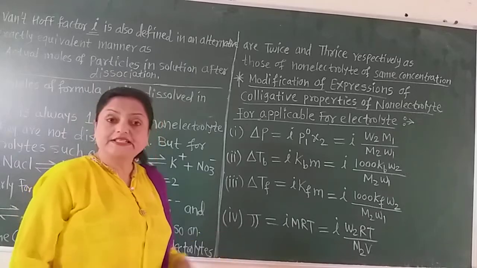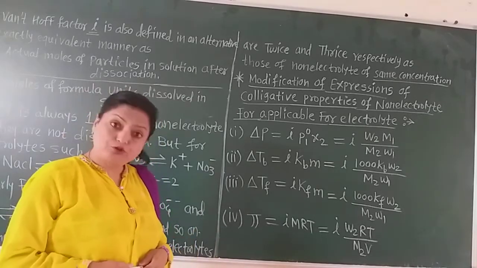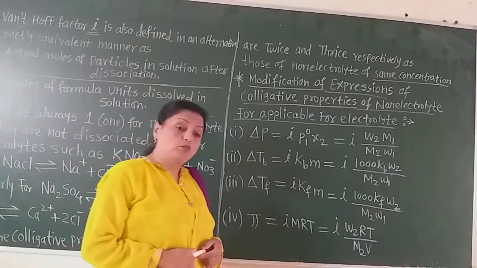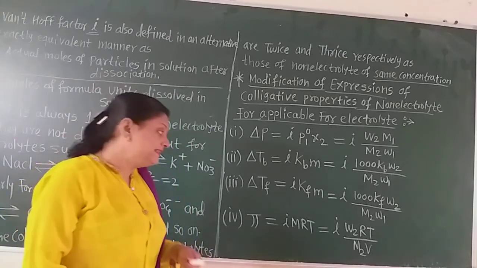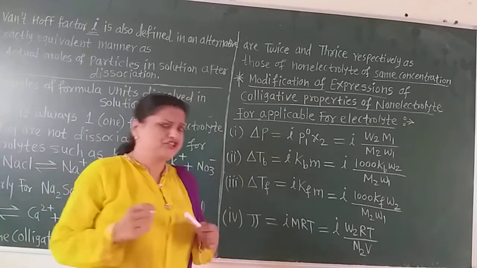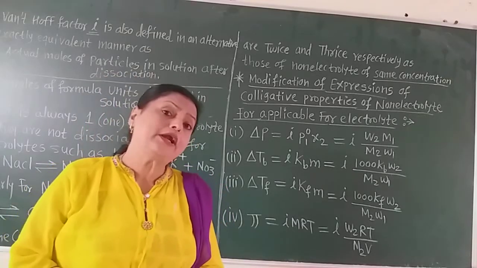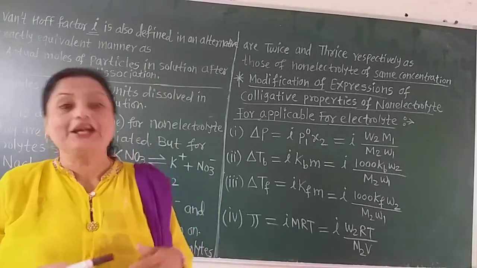Here W2 is the weight of the solute, R is the gas constant, T is the absolute temperature or temperature in Kelvin, M2 is the molar mass of the solute, and V is the volume of the solution. In this way, by multiplying just the Van't Hoff factor with the colligative properties of the non-electrolyte, we obtain the colligative property expressions for the electrolytes.